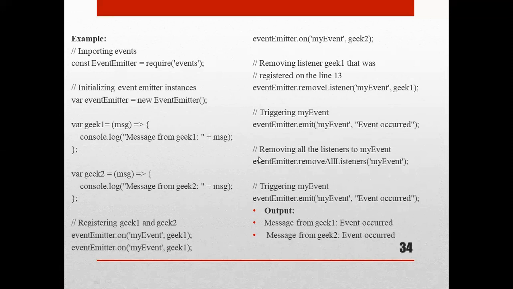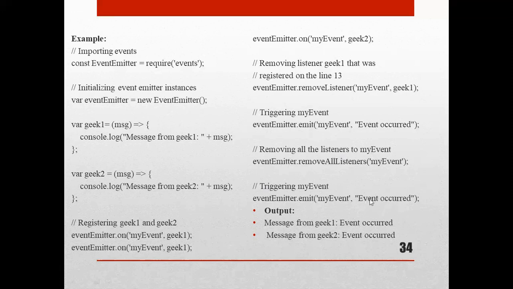And next we are going to remove all the listeners from this event. Similarly, like eventEmitter.removeAllListeners, and give the event name. Here you can see we have just given the event as myEvent. And then we are going to trigger another event, eventEmitter.emit myEvent comma "error occurred". So here you can see we have given the message "error occurred".